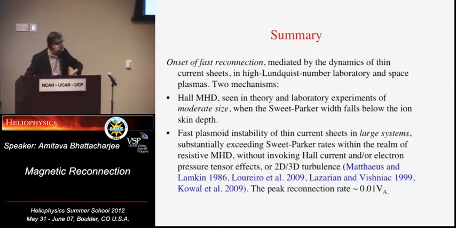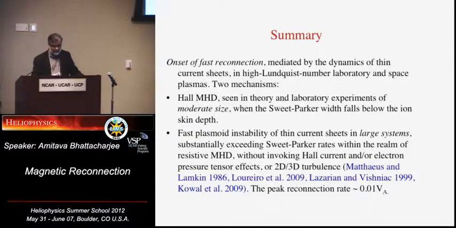Summary. Essentially I'm giving you 2 mechanisms for slow growth and fast onset. In systems of moderate size, Hall MHD effects work rather well. You saw that: the transition from Sweet-Parker to X-point reconnection. In larger systems, and we have done systems up to 10,000 ion skin depths long, you have a different route: the plasmoid instability, which already in the resistive limit gives you faster reconnection. But then if you put in Hall, you get even faster.